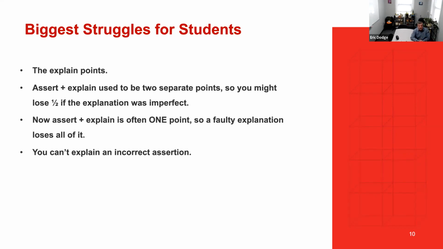Now, more often than not, we're seeing the assertion and the explain tied into 1 point, which means a sloppy or incorrect explanation loses everything. You don't get 1 out of 2, you get 0. The other thing that you learn as a reader is a student cannot explain an incorrect assertion. So if the correct assertion is revenues increase, as soon as a student says decrease or stays the same, you're done. It doesn't matter what your explanation says.